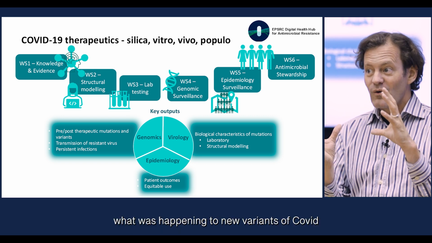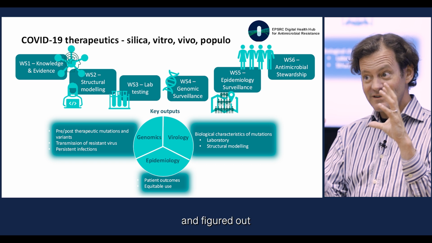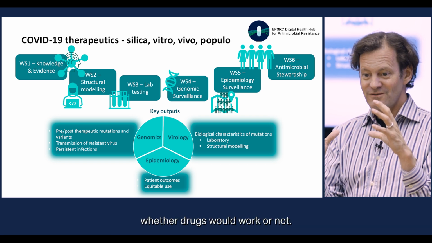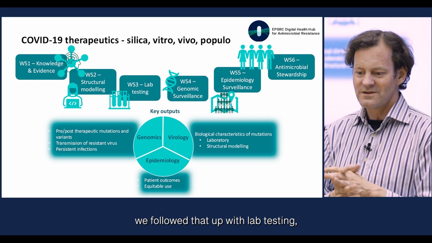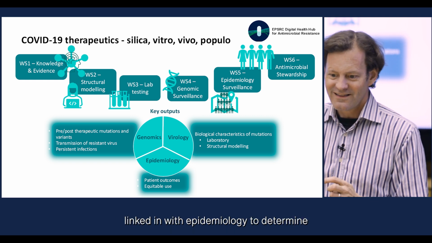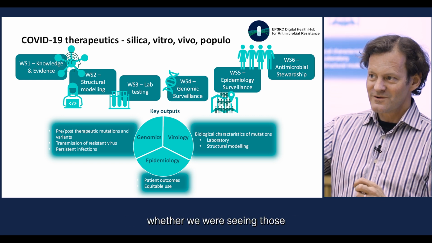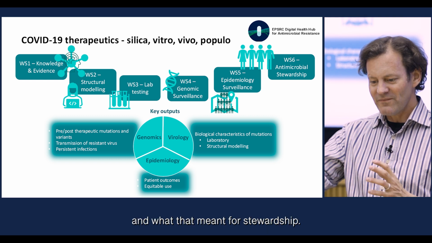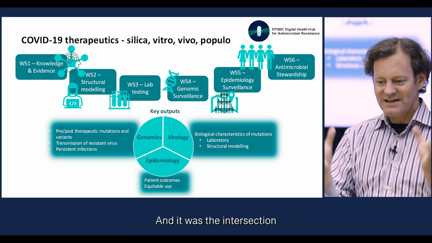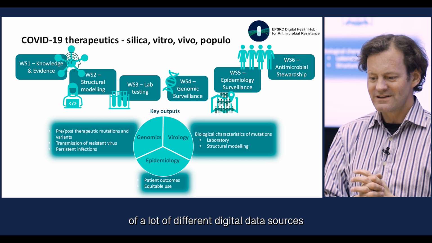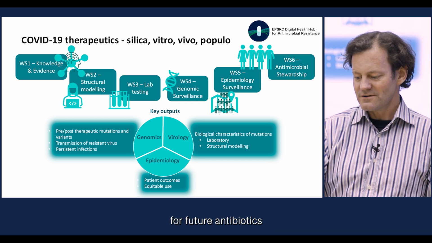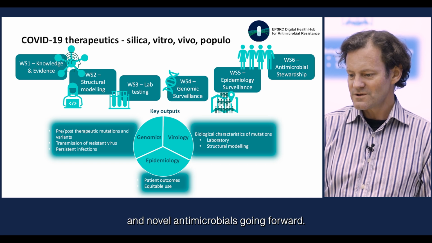Some examples of data within that were structural modeling. We looked at what was happening to new variants of COVID and figured out whether we thought it was likely to have an impact on whether drugs would work or not. And then we followed that up with lab testing, genomic surveillance, linked in with epidemiology to determine whether we were seeing those in patient populations and what that meant for stewardship. And it was the intersection of a lot of different digital data sources that I think highlighted what we might be able to do for future antibiotics and novel antimicrobials going forward.